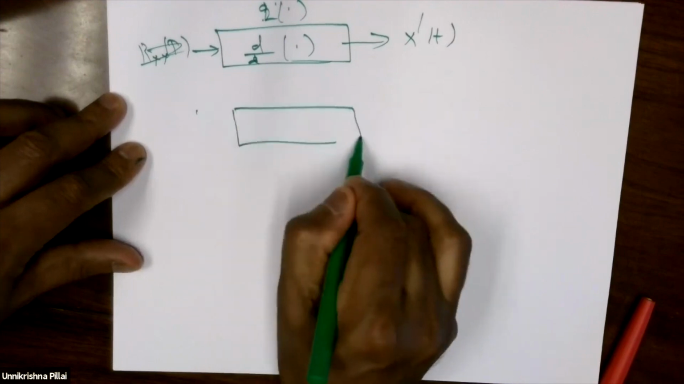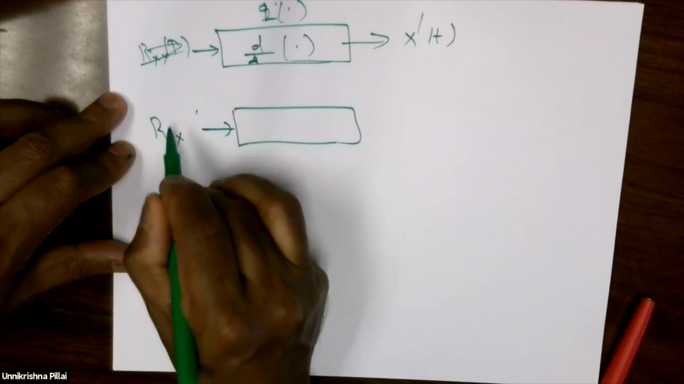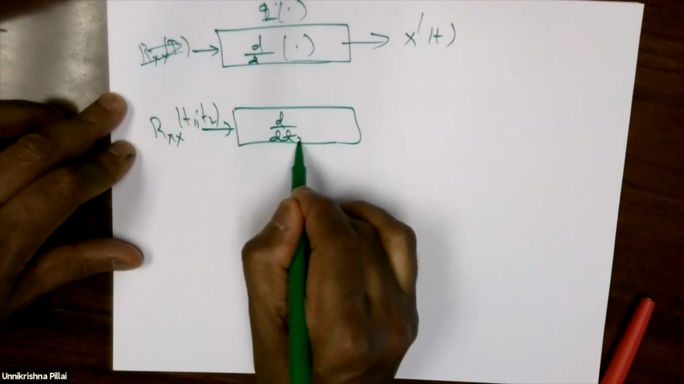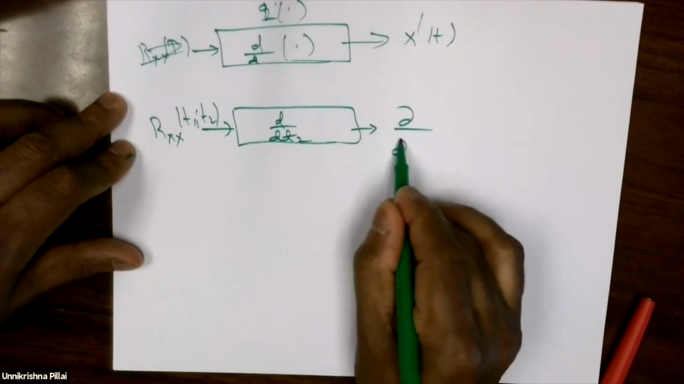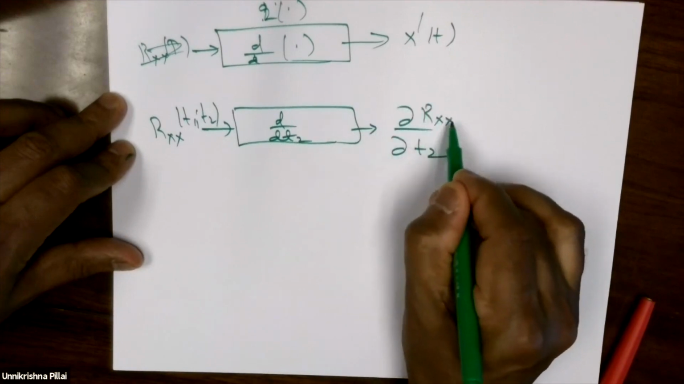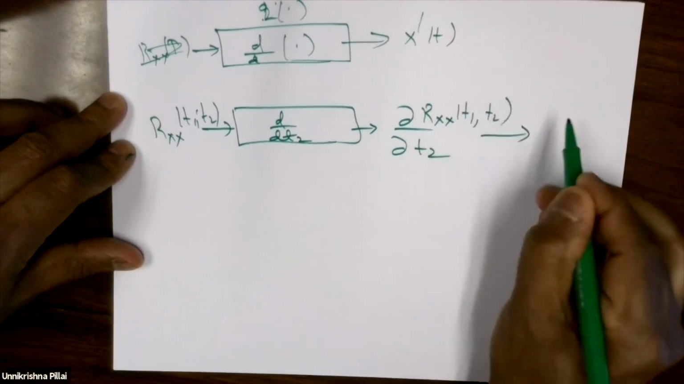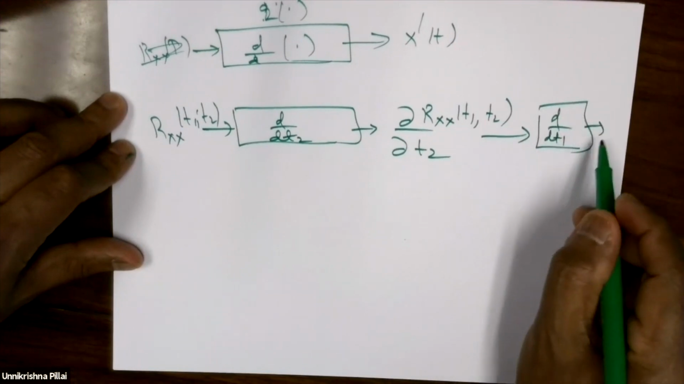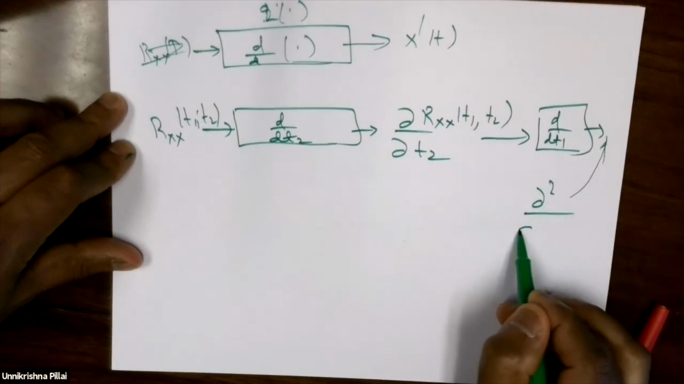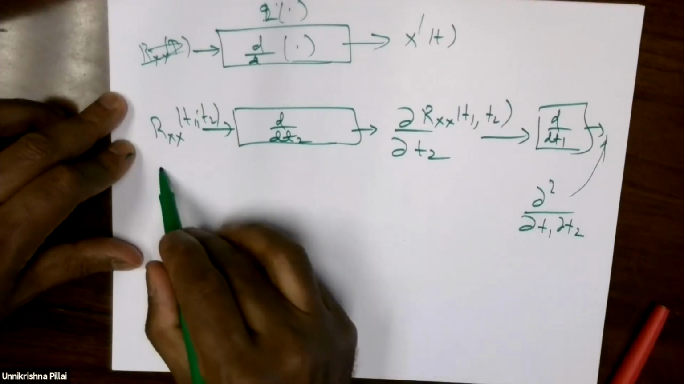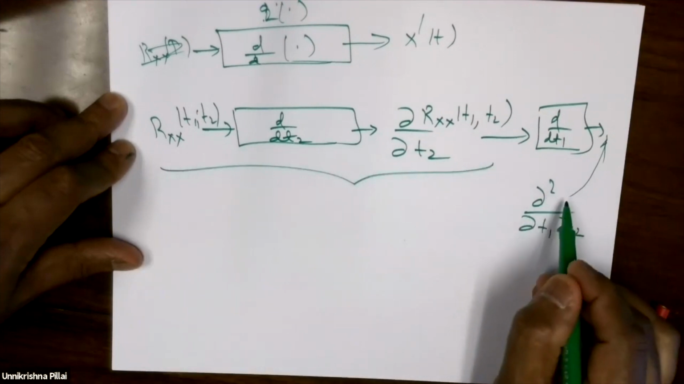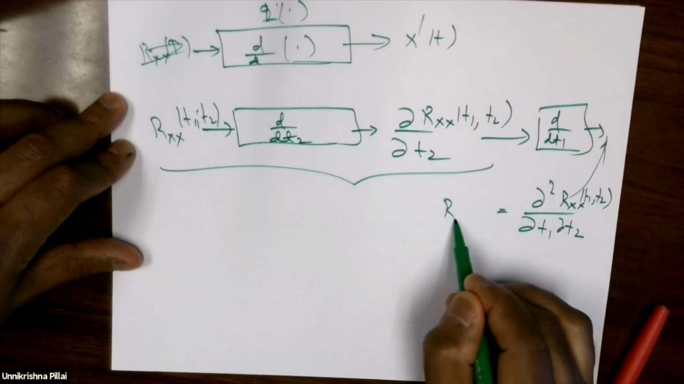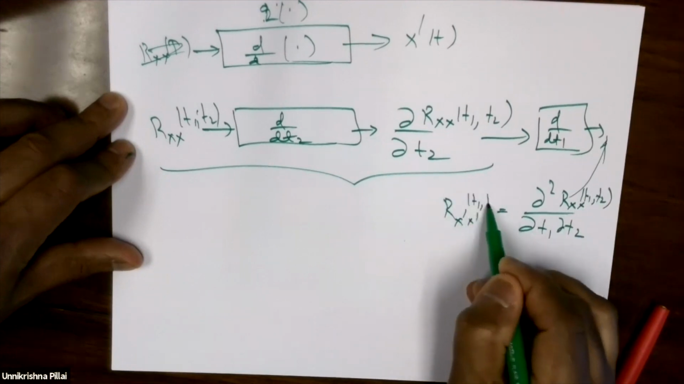If you look at this Rxx(t1, t2), this will be the derivative with respect to t2 of Rxx(t1, t2). Then you take the derivative with respect to t1, so this output would be the double derivative d/dt1 d/dt2. For this problem, you have to work with this, which is R x prime x prime (t1, t2) in general.